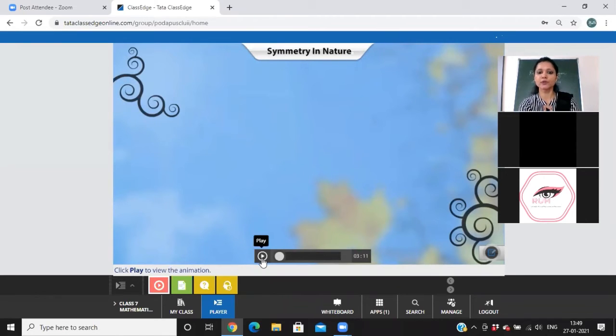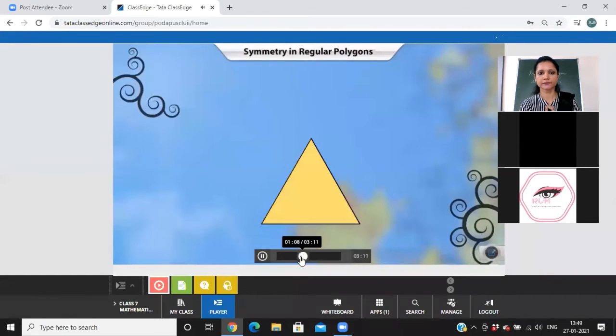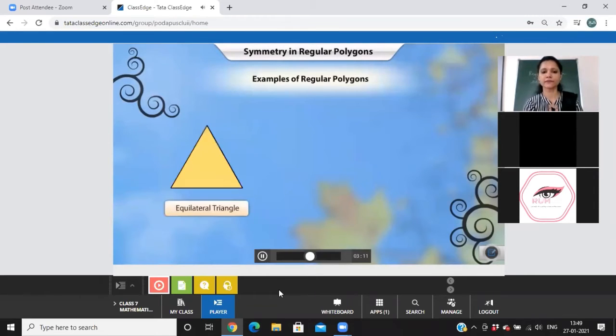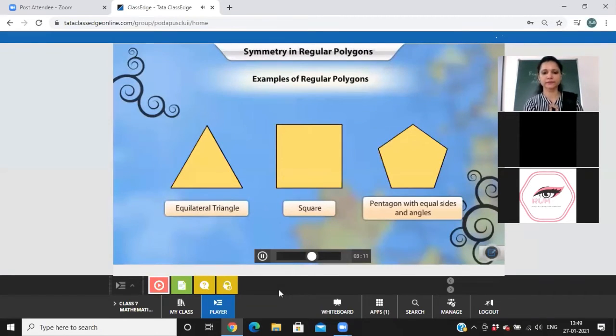So let's watch this video and do the activity side by side to learn the lines of symmetry of some regular polygons. Do polygons show multiple lines of symmetry? But what is a regular polygon? A regular polygon is one in which all its sides are equal in length and all its angles are equal in measure. Well, that means an equilateral triangle, a square, and a pentagon with equal sides and angles are all examples of regular polygons. This is what I told you.